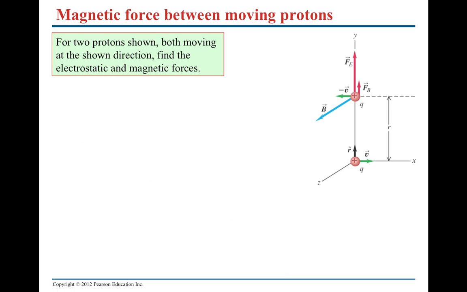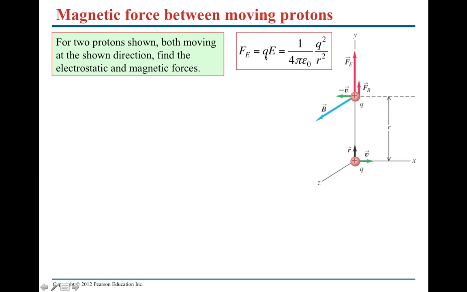Let's do the first example. We have two protons. They're both moving in the shown direction. So the top proton is moving this way, and the bottom proton moves this way. Find the electrostatic and the magnetostatic force at this point, when they cross each other. Okay, so he wants you to find the electrostatic force and the magnetostatic force. The electrostatic force is straightforward, because F is equal to QE, and E is simply Q divided by r squared in the direction, because this is positive and this is positive, so it will be upwards, along Y.